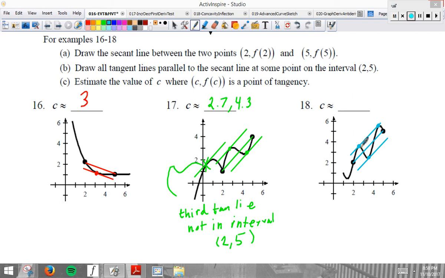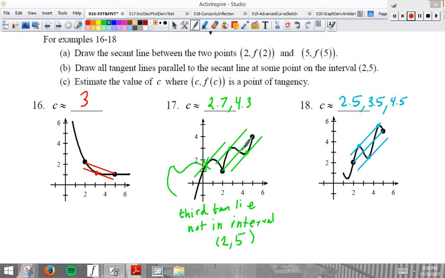So, we'll call that 2.5. We'll call that 3.5. And we will call this 4.5, just to keep it all even. Okay, so when we have a graph that's continuous and differentiable, we're fine.